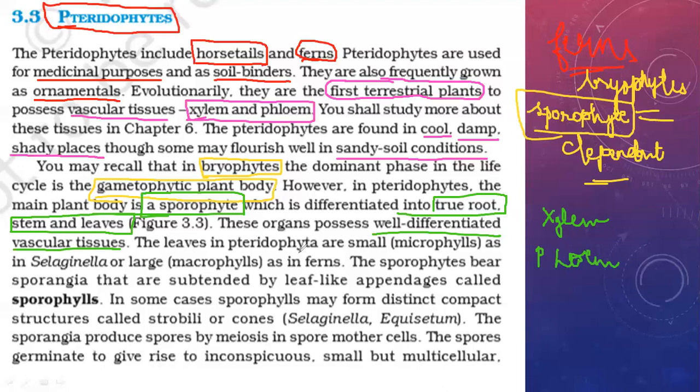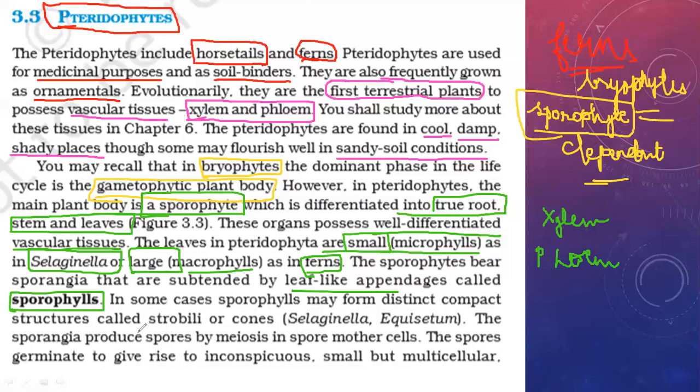The leaves of pteridophytes are small microphylls as in Selaginella, or they may be large macrophylls as in ferns. Clear? The sporophyte bears sporangia that bear leaf-like appendages, and you will call that structure a sporophyll.